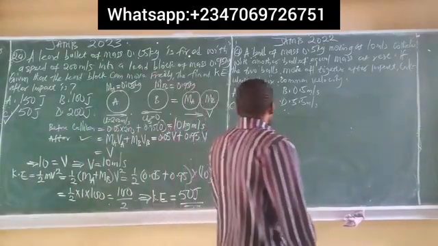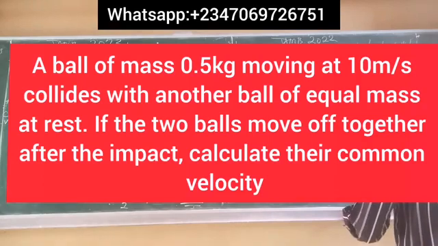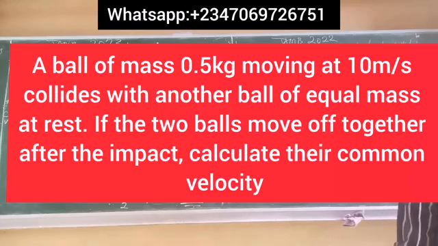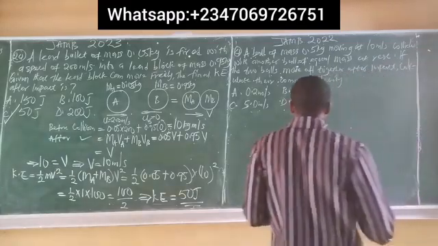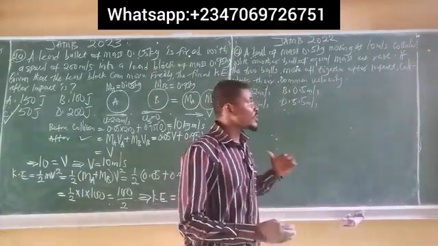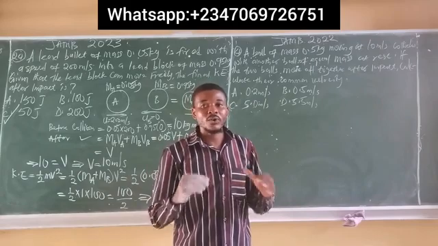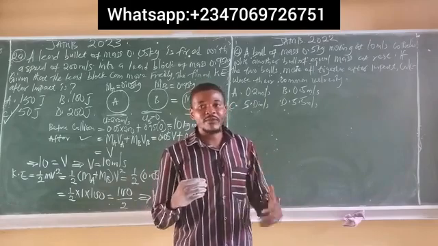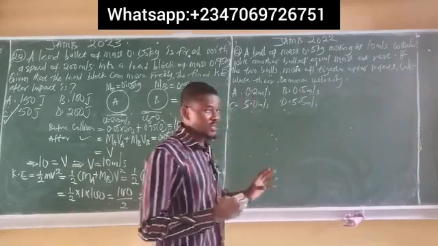All right, so the 2021 question says a ball of mass 0.5 kg moving at 10 meters per second collides with another ball of equal mass at rest. If the two balls move off together after impact, calculate their common velocity. Now in this particular question, I will also draw a diagram. But you don't need to draw the diagram, as I keep on saying. This is something you can actually punch into your calculator. Just understand the concept of the principle of conservation of linear momentum, and then you're good to go. But let me also draw a diagram to simply explain.